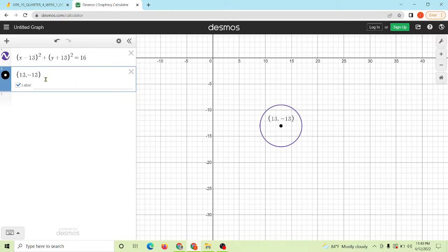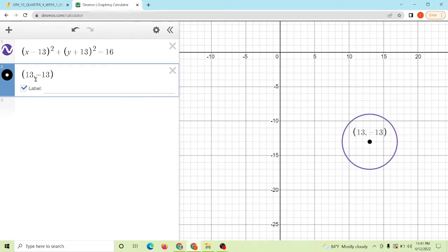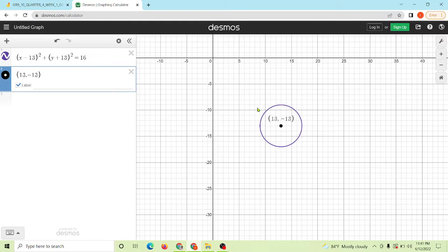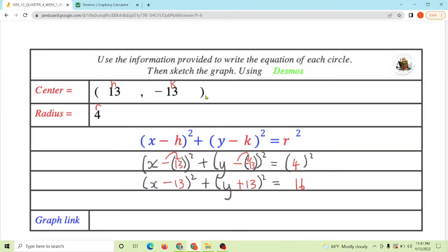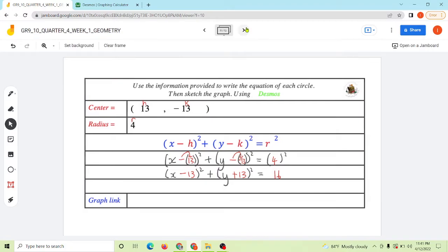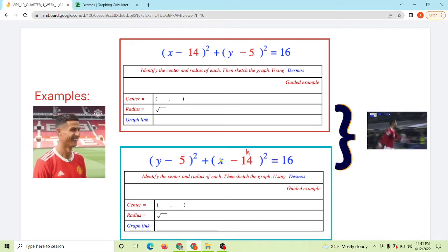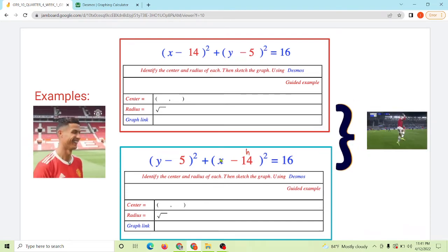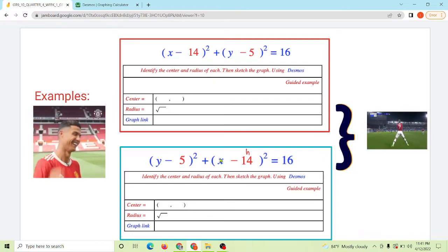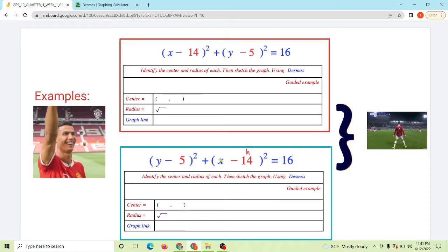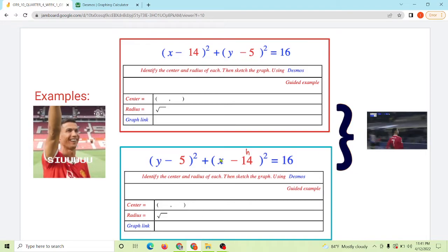Now, when you use decimals, just make sure that you use a comma when you type in your coordinates, all right? So that's basically how we do it in decimals. Right, let's do one more example. And I'm sure you all can see that. So now I give you the equation and I'm asking you, identify the center and radius of each, then sketch the graph using decimals. All right, so let's see.